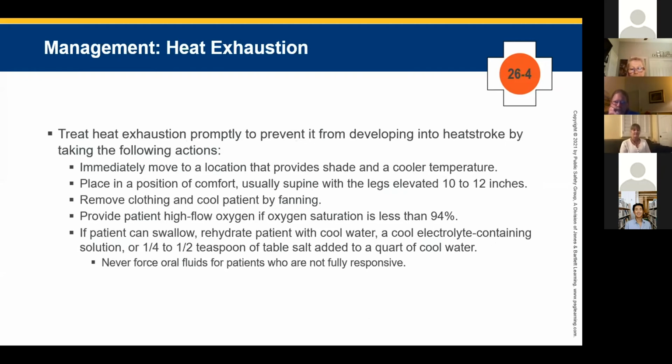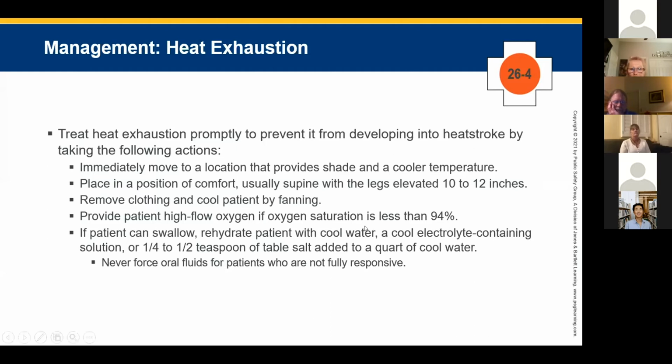So try not to remove all the clothing, okay? You don't want the patient to be nude, all right? So don't get any thoughts. Take the clothing, loosen everything up, okay? High flow O2 if saturation is less than 94.